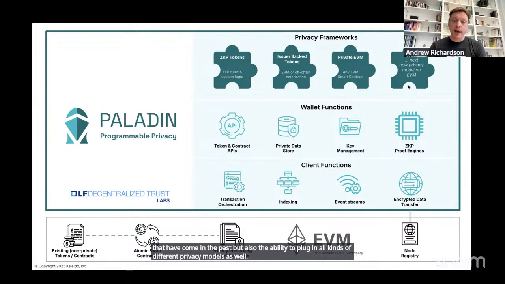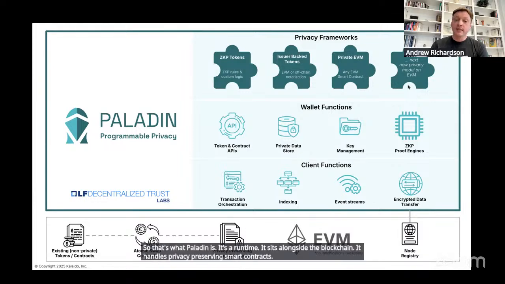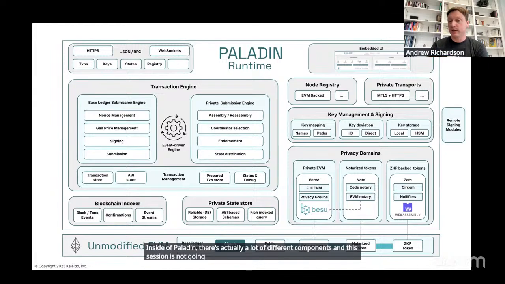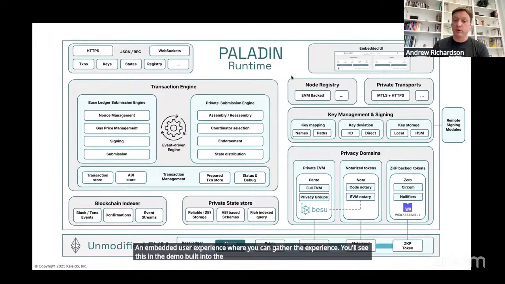So that's what Paladin is. It's a runtime. It sits alongside the blockchain. It handles privacy-preserving smart contracts. Inside of Paladin, there's actually a lot of different components, and this session is not going to go through the implementation of these components in detail. But suffice to say, there's a JSON RPC API, very familiar to EVM programming, so we try to keep it as familiar as possible for that. An embedded user experience, and you'll see this in the demo, built into the node. You can actually see what's going on.